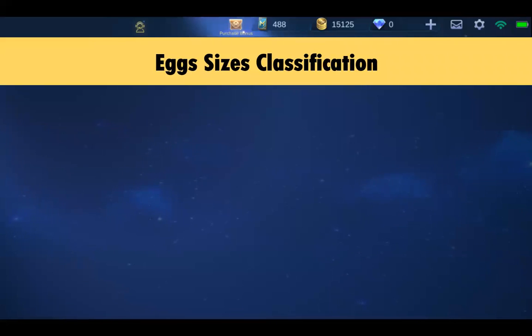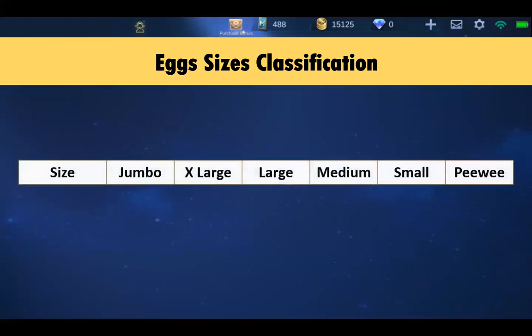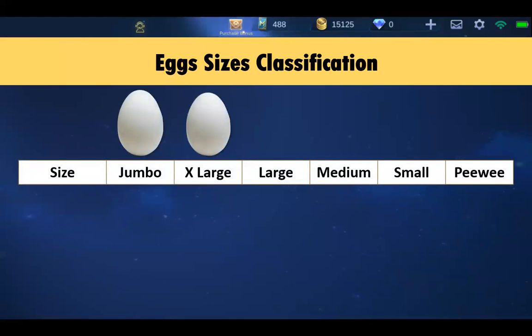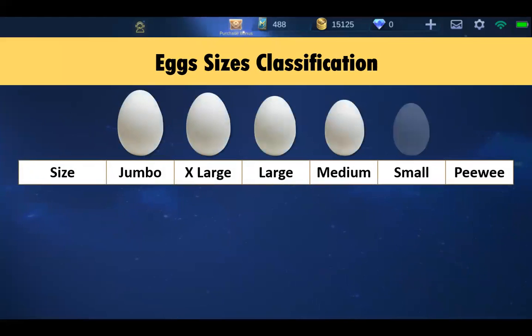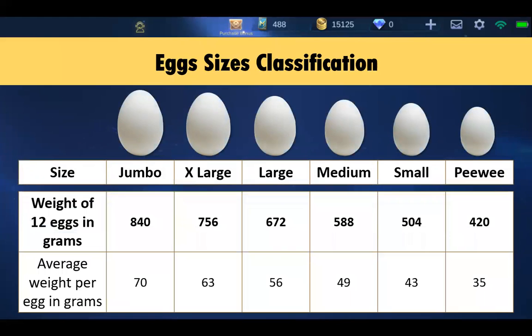Now, in terms of egg size, size does not refer to the dimension of an egg or how big it looks, but tells you the minimum required net weight per dozen eggs. While some eggs in the carton may look slightly larger or smaller than the rest, it is the total weight of the dozen eggs that put them in one of the following classes. We have jumbo, extra large, large, medium, small, and PB. The table shows the minimum weight of dozen eggs in grams and average weight per egg in grams.